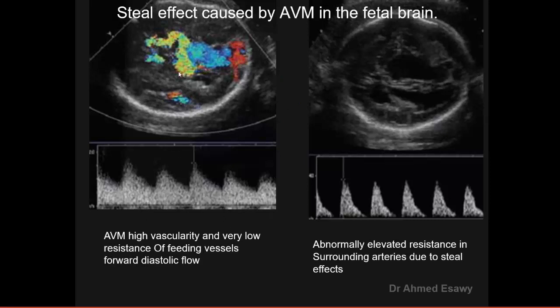Small steal effect caused by AVM in the frontal lobe of the brain. AVM showing high vascularity, very low resistance of the feeding vessel with forward diastolic flow, and abnormally elevated resistance in the surrounding artery due to steal effects.